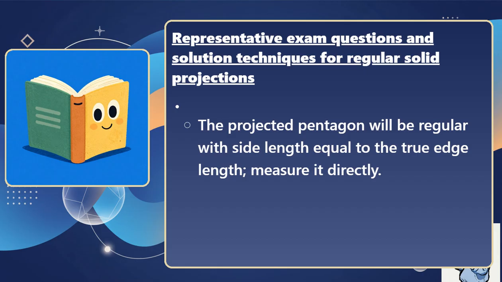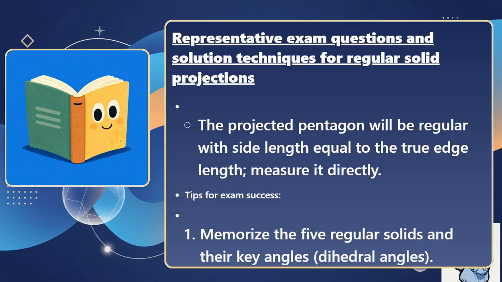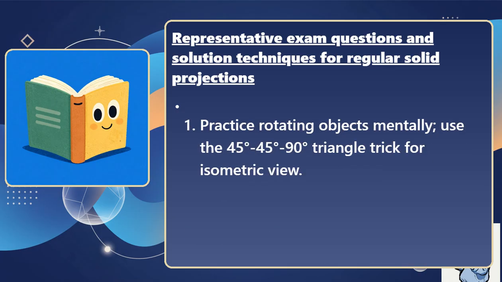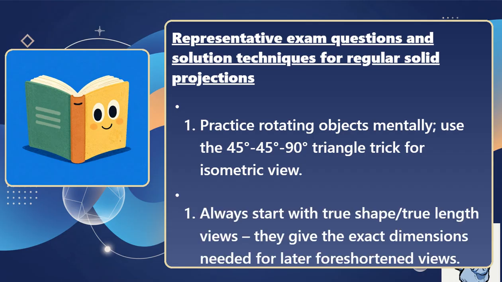Measure it directly. Tips for exam success: 1. Memorize the 5 regular solids and their key angles, dihedral angles. 2. Practice rotating objects mentally. Use the 45 degrees by 45 degrees by 90 degrees triangle trick for isometric view. 3. Always start with true shape or true length views. They give the exact dimensions needed for later foreshortened views.